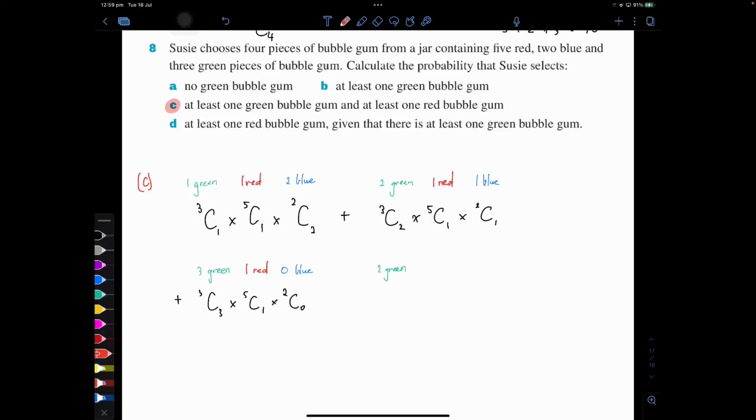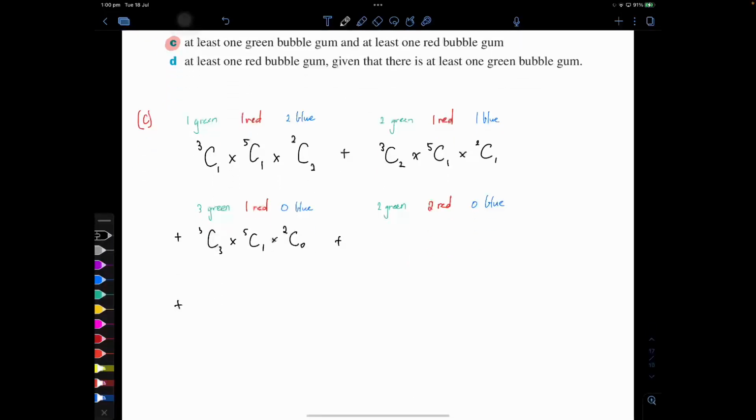The probability of at least one green bubble gum, 1 over 6, and times it by the probability of 1 red? See if that works. And 0 blue. But we're doing it based off logic here, yeah? So 3 choose 2, correct? Times 5 choose 2. Yes. 2 choose 0. Okay. What's one more combination? 2 red, 1 green, 1 blue. 1 green.